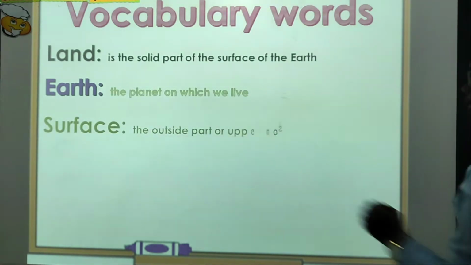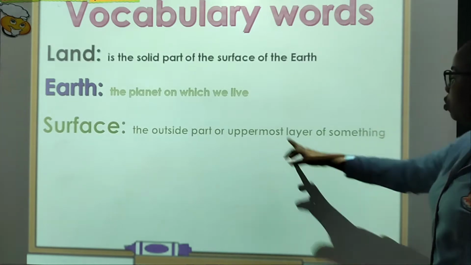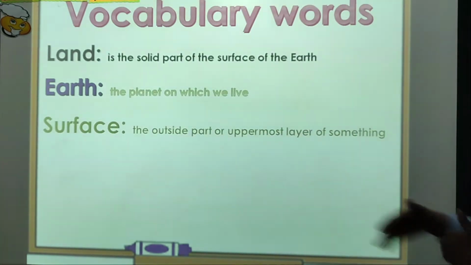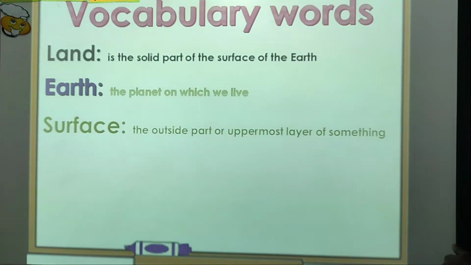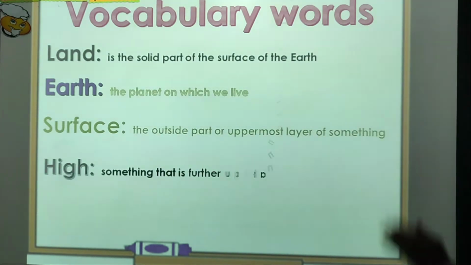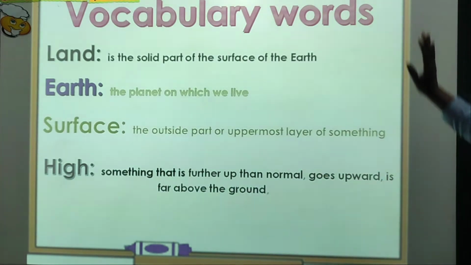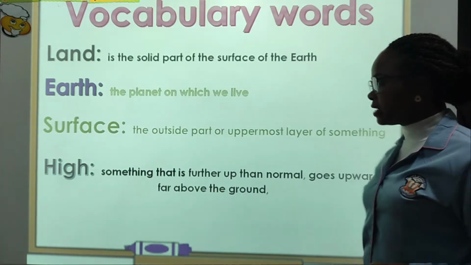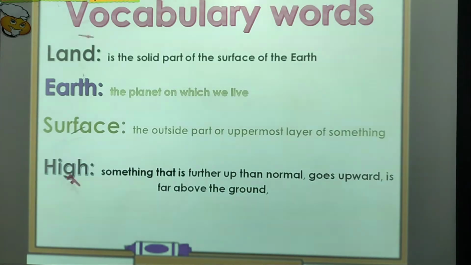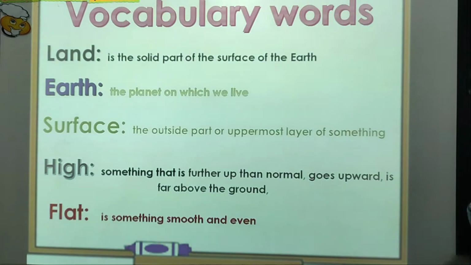Surface. The outer part or utmost layer of something is called a surface. High. Something that is further up than normal, goes upward, is far above the ground, is called high. Flat. Is something smooth and even.